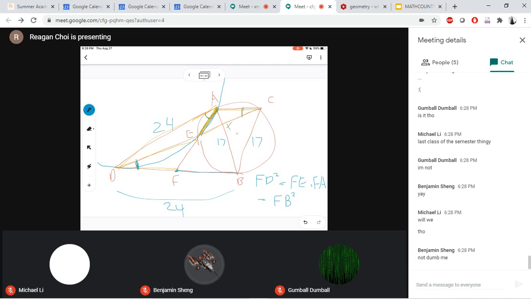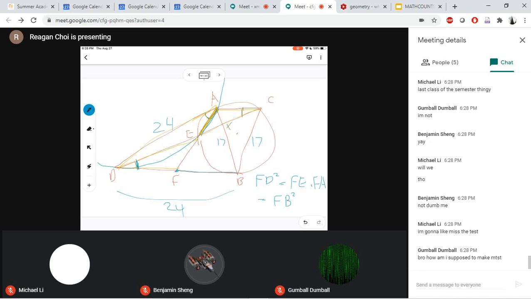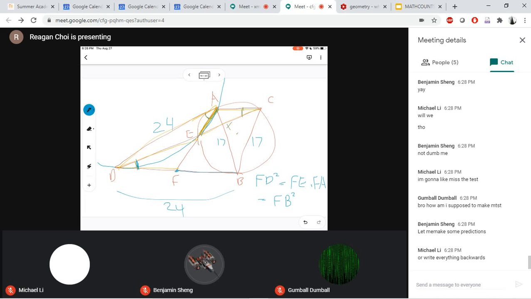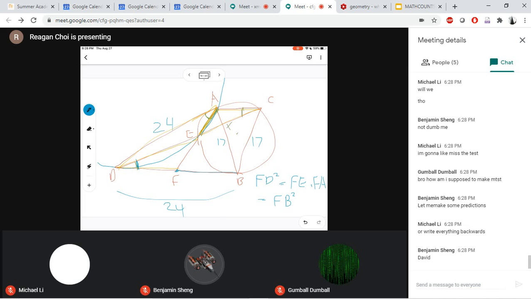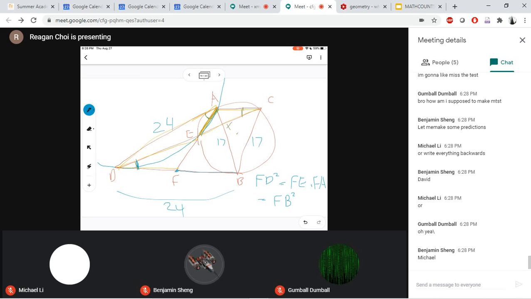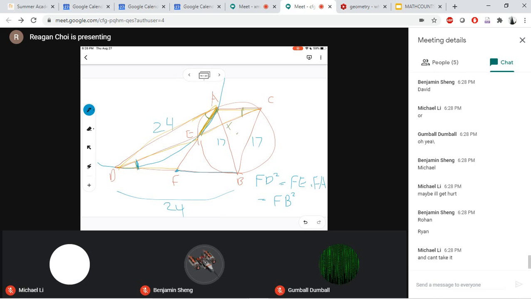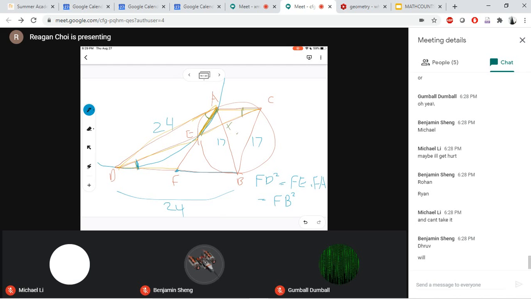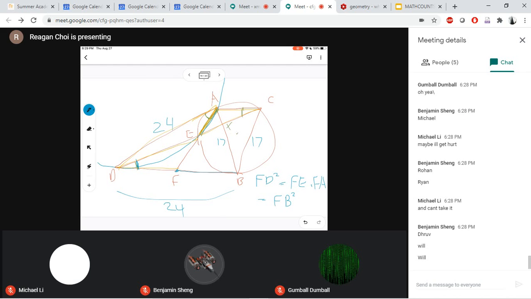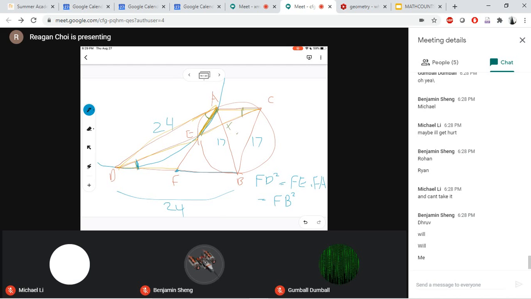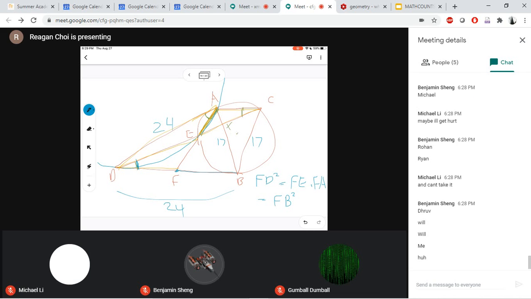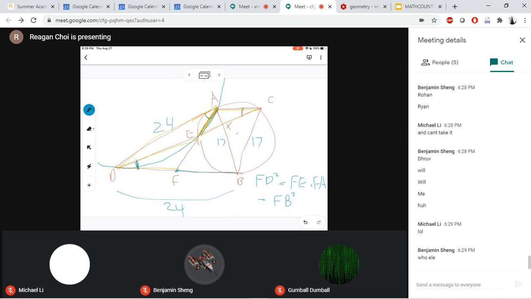Yeah, yeah, yeah. You're gonna miss the test. You're not supposed to make the test. We're making the test, and you have to solve the test. Write everything backwards. We should just give the test in reverse order, where number one's the hardest. See how long it takes you guys to realize. Give half the people forward order, half the people reverse order, and see how long it takes them to realize, and see how the scores are different or whatever.